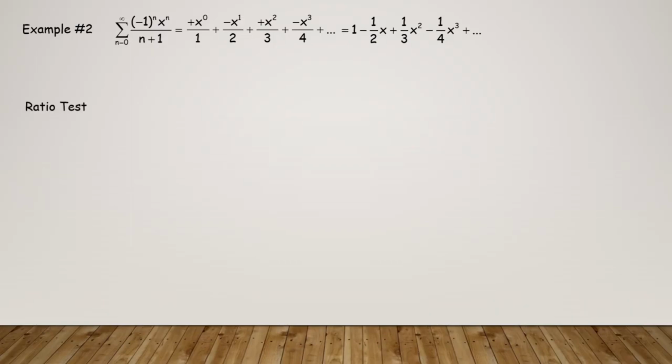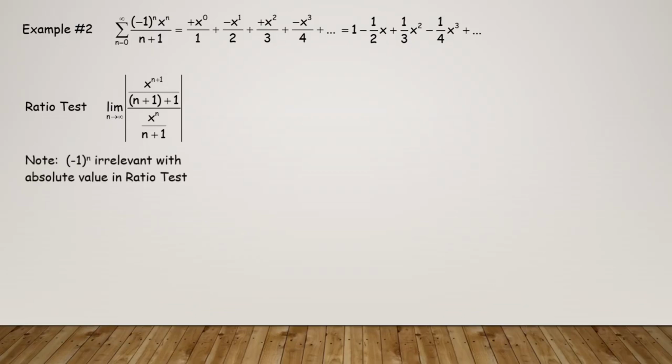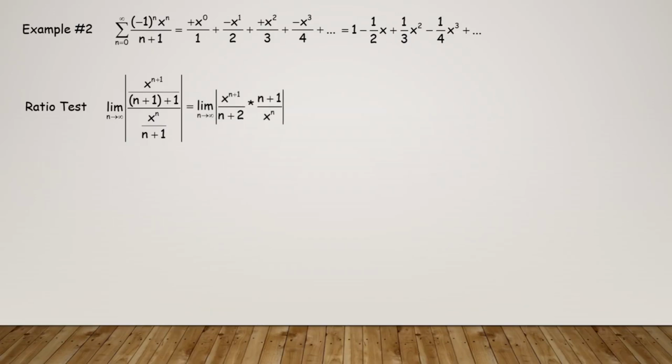But when I plug in my successive term and my original term, I have no reason to include the negative 1 because negative 1 raised to the n is irrelevant when it comes to an absolute value. So I've now rewritten my ratio test so that I can combine my terms n plus 1 over n plus 2 and x to the n plus 1 over x to the n.